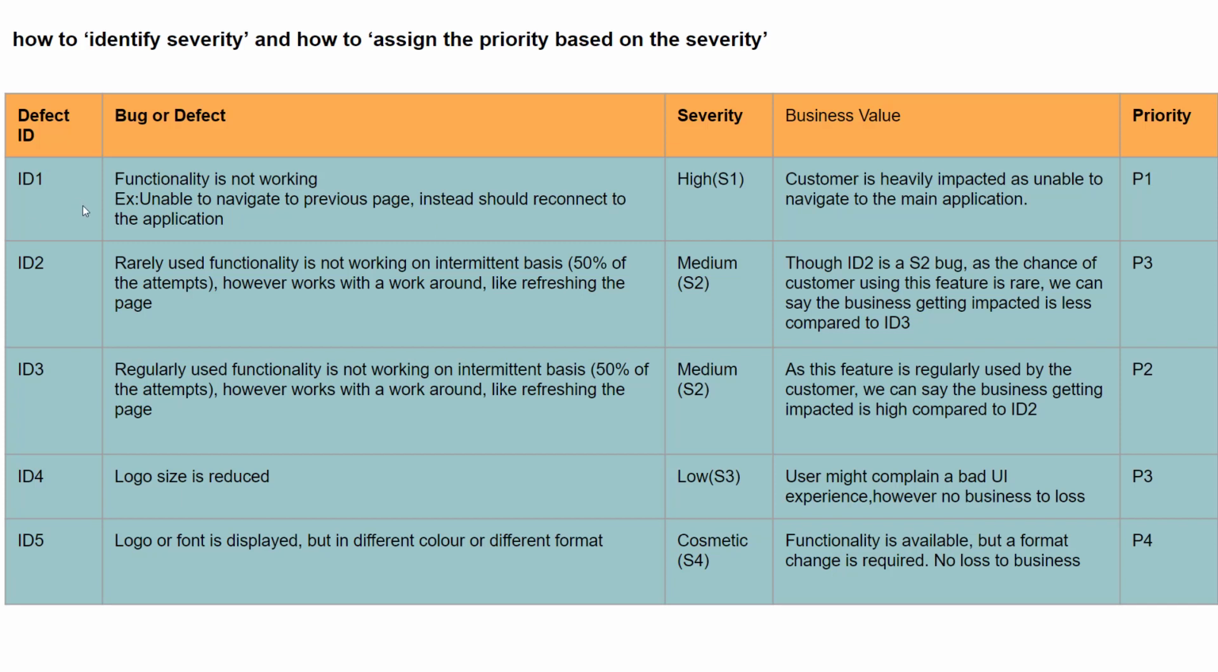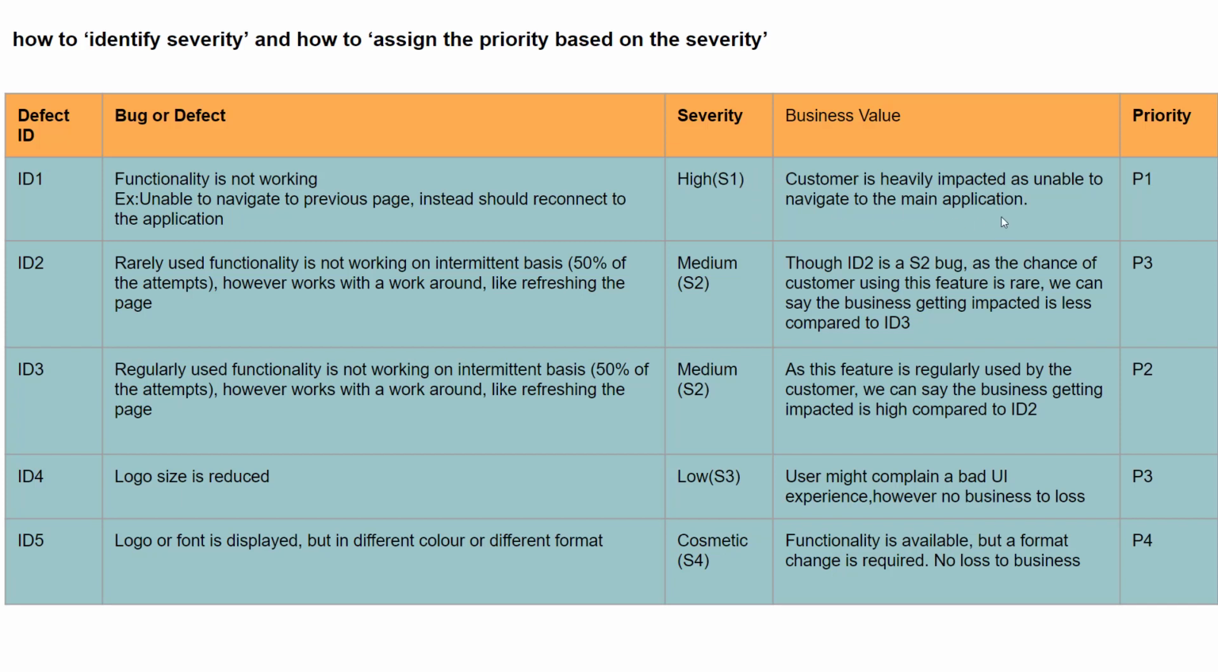So what was the first one which we have identified? Unable to navigate to the previous page. Instead, it is prompting us to reconnect to the application. That means the functionality is not at all working, and by default we have assigned the severity as high severity or S1. So ID1, which is the defect number, we have provided the severity as S1.